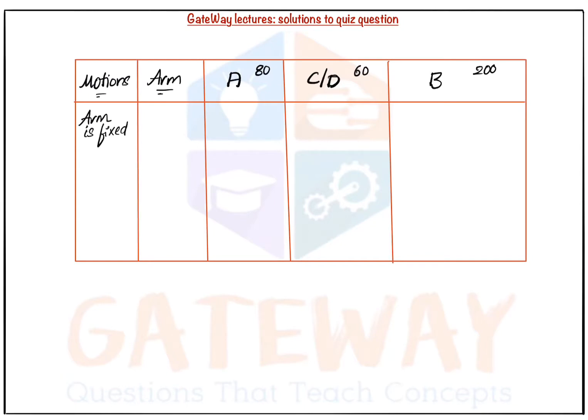Arm is fixed and A rotates by x clockwise. Clockwise sense we have taken positive, so x clockwise. So arm is fixed. Why will we fix the arm in the first step? Because if the arm is not fixed, all the gears will be rotating about the arm.